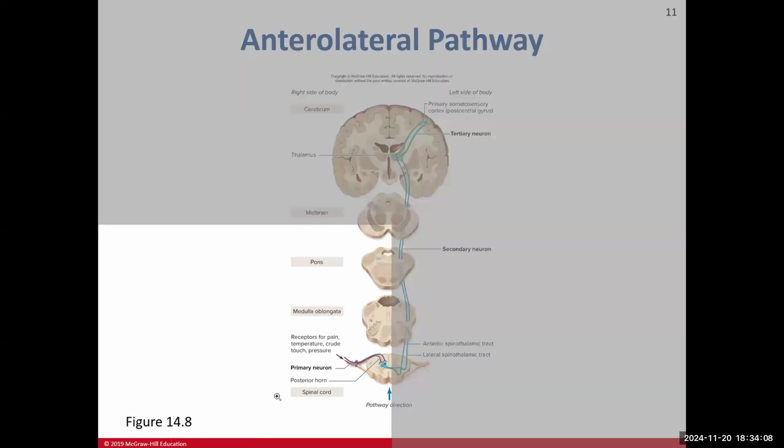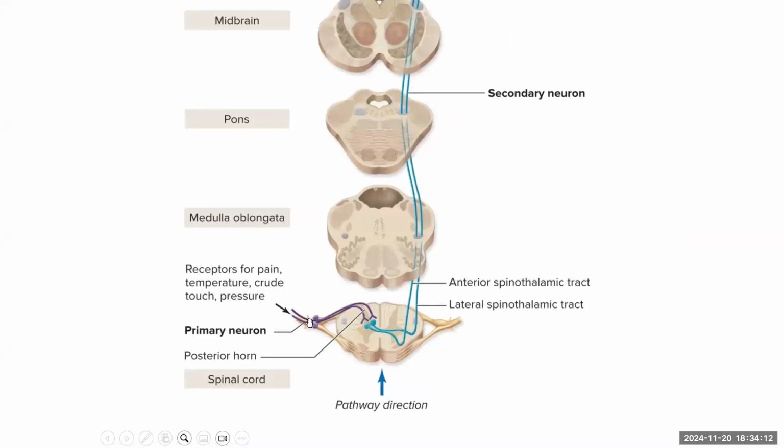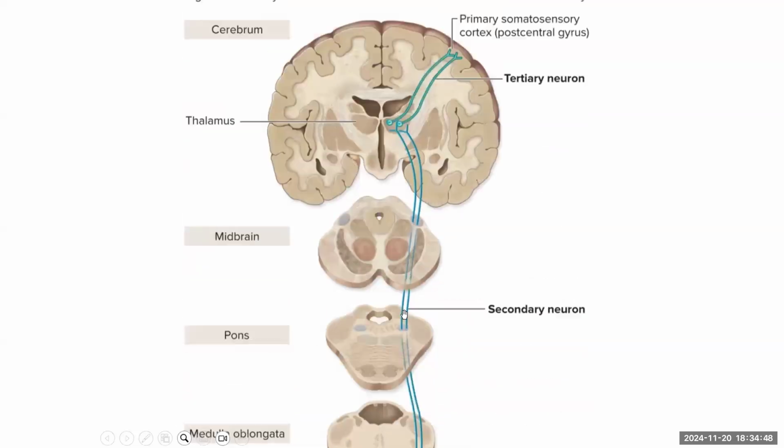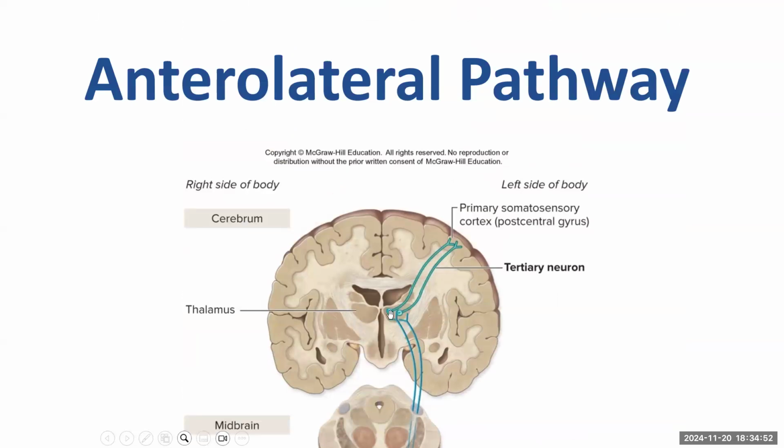So here you can see, same thing with our primary neuron. It enters into the spinal cord through the spinal nerve, goes through the posterior or dorsal root, and then it's going to synapse in the posterior or dorsal gray horn back here onto the secondary sensory neuron. And so you can see this one over here, when it synapses onto that, it decussates, it crosses over, and then it's going to travel through the front part of the spinal cord. So we call that the anterior spinothalamic tract. And it's going to ascend all the way up here to the thalamus, synapse onto the tertiary sensory neuron, and then it's going to direct that tertiary sensory neuron to the appropriate area in the cerebral cortex. And in this case, it's going to go to the primary somatosensory cortex.